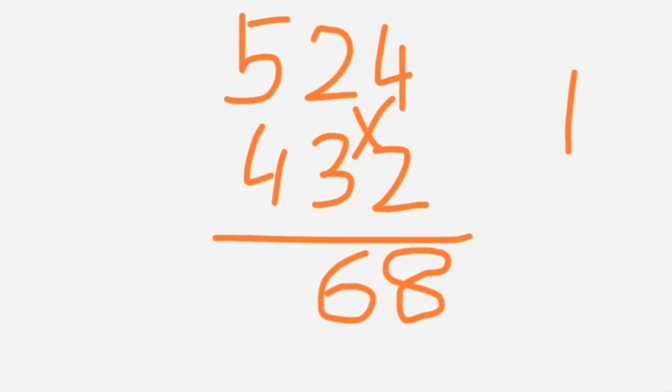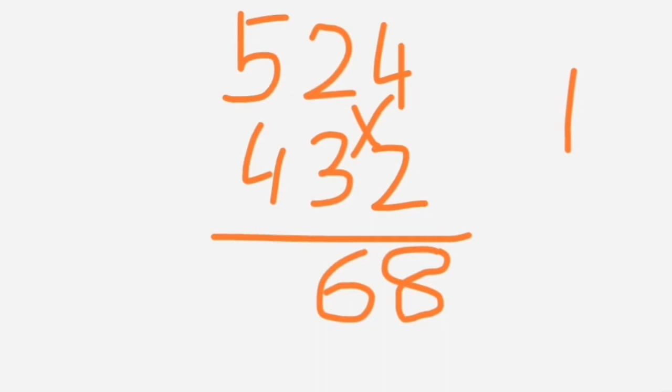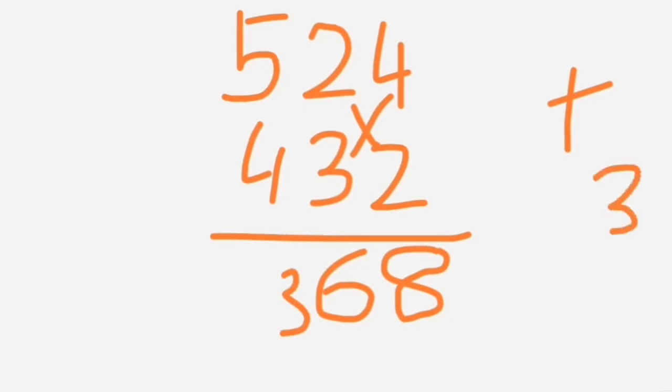The next step is the middle part. 4 into 4 is 16. 16 plus 5 into 2, which is 10, so 16 plus 10 is 26. 26 plus 6 is 32. 32 plus 1 is 33. So we write 3 here, and 3 is carried to the next number.